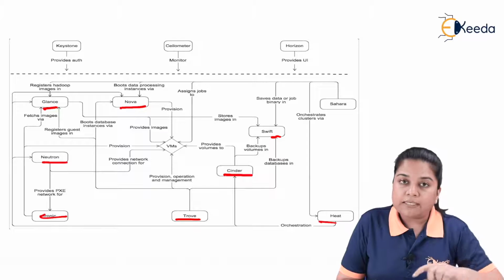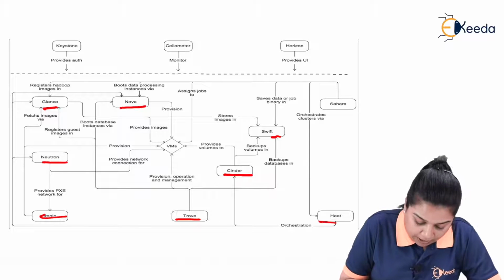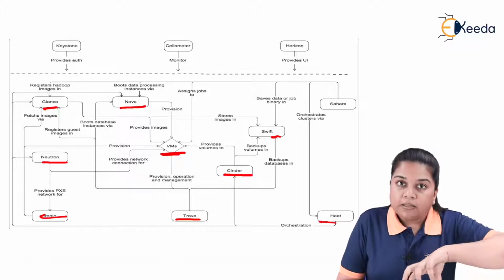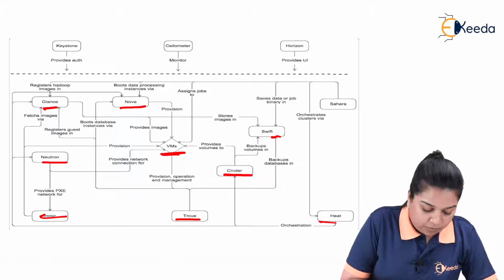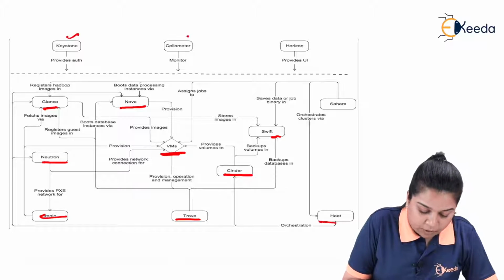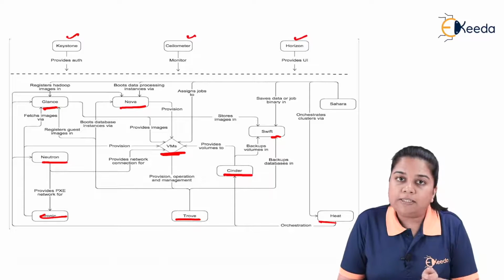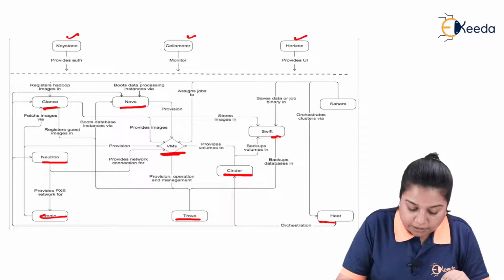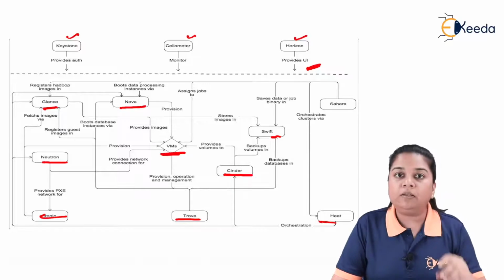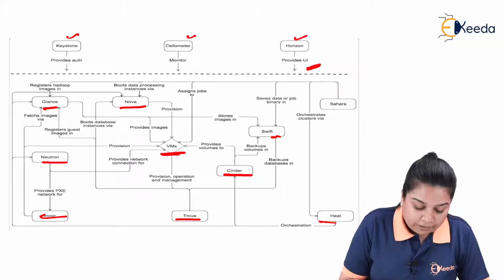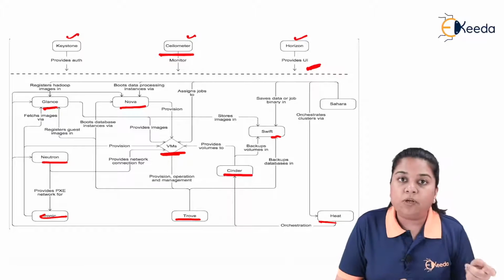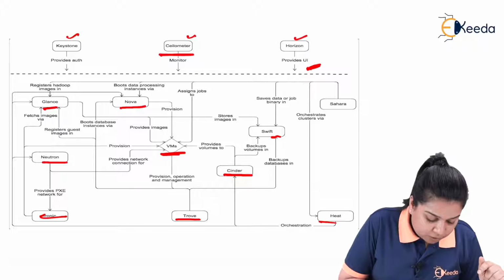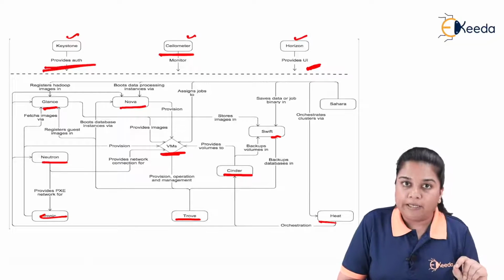These components interact with the virtual machines and provide what we want. Then Keystone, Ceilometer, Horizon: Horizon, as designed in the concept, provides the user interface. Ceilometer will monitor. Keystone will provide the authentication.